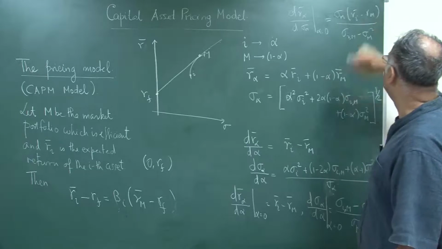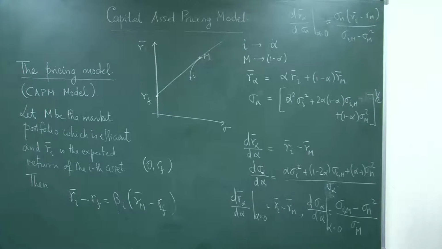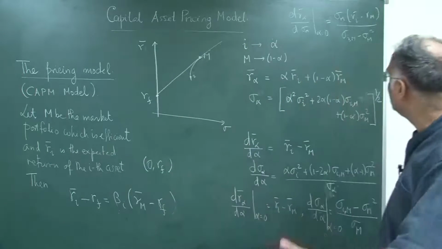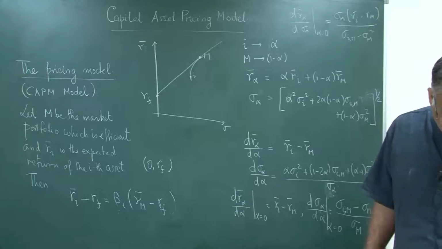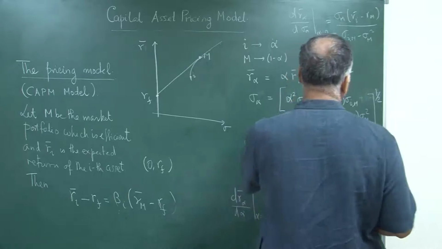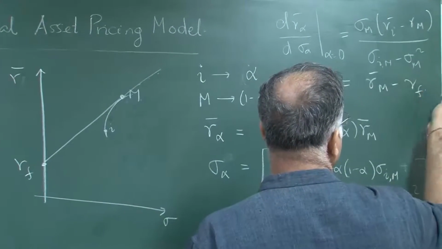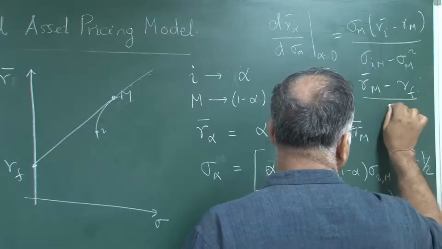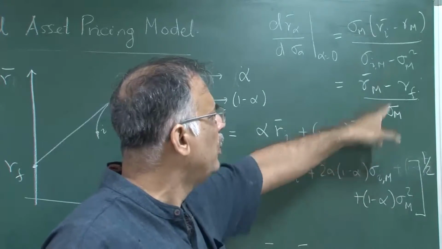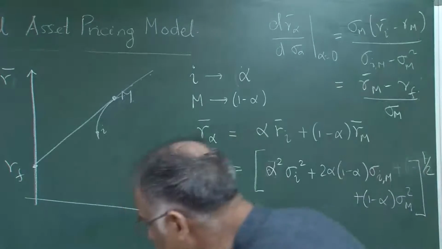So, this is what is happening, but this must be the same as the slope of the capital market line, the tangent line, and you know the slope of the capital market line. So, this must be equal to r bar m minus r f divided by sigma m. So, these two quantities are equal. Once you know these two quantities are equal, you can immediately find out this formula.